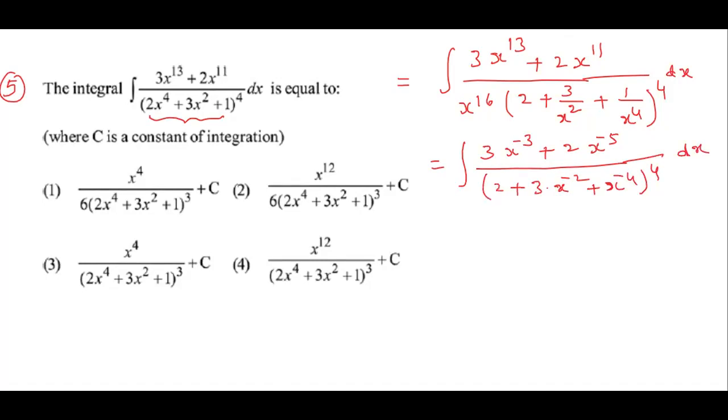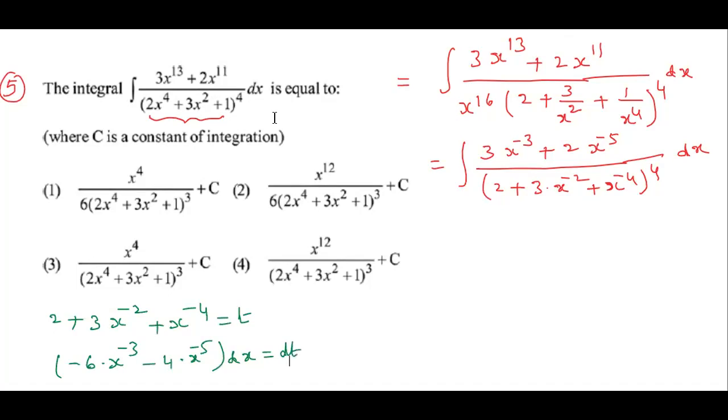So here the denominator 2 plus 3 into x power minus 2 plus x power minus 4, take this as t. Observe the differentiation: derivative of the constant is 0. Here the derivative of x power minus 2 is minus 6 into x power minus 3, and here minus 4 into x power minus 5, into dx, that is equal to dt.